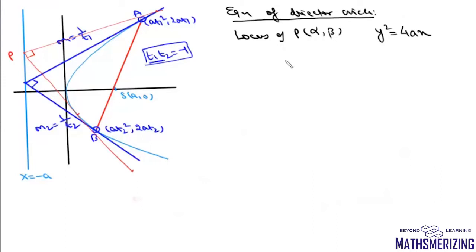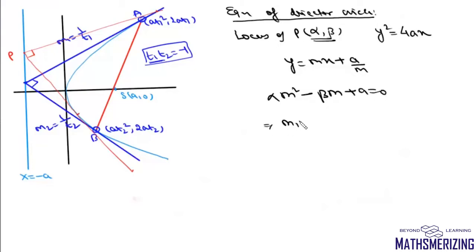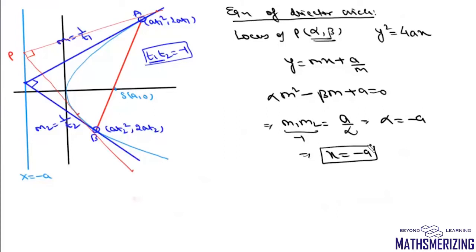Now we know that equation of tangent to parabola is y equals mx plus a by m. Now these tangents pass through (alpha, beta), so we can write this as alpha m² minus beta m plus a equals 0. So if we write the product of slopes, m1 into m2 is a upon alpha, and since we are talking about perpendicular tangents, that means m1 into m2 is -1. So we'll get this locus as alpha equals -a. So it is x equal to -a. So in case of parabola, the equation of director circle is x equal to minus a, which actually is directrix of parabola.